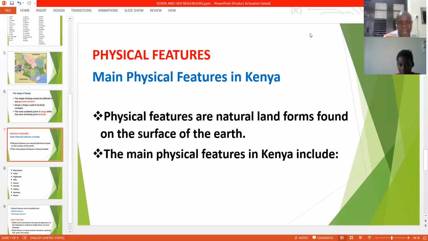Before I display a screen with those physical features, can you mention some of the physical features in Kenya that you know? Ocean. We have ocean. Lakes. There are lakes there. Hills. We have hills there. Mountains. We have mountains there. Plains, plateaus. Good, they're there. Valleys. In valleys, good. So all those that you've mentioned are just physical features. So just write the introduction part of it, then from there we are going to mention the physical features.